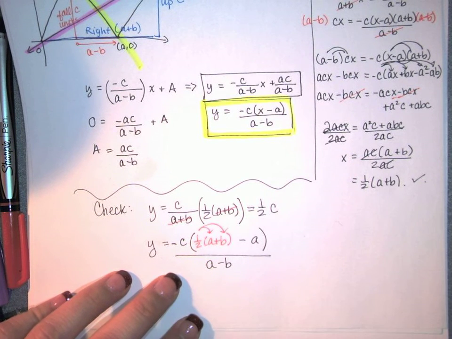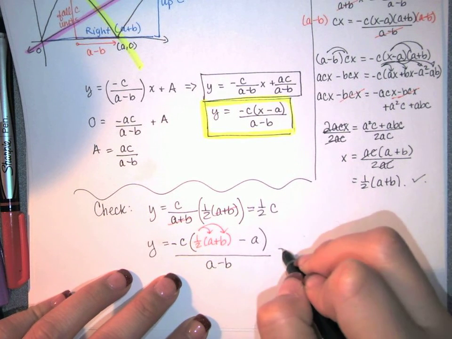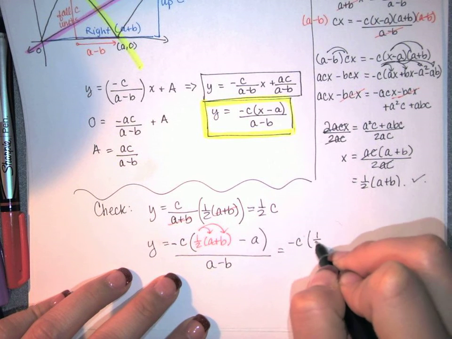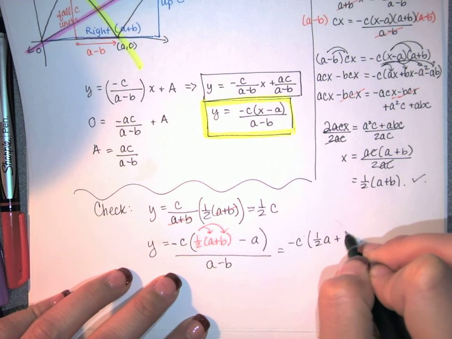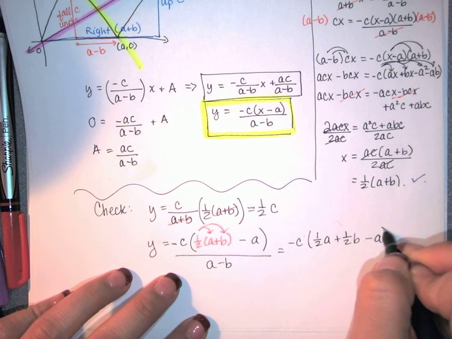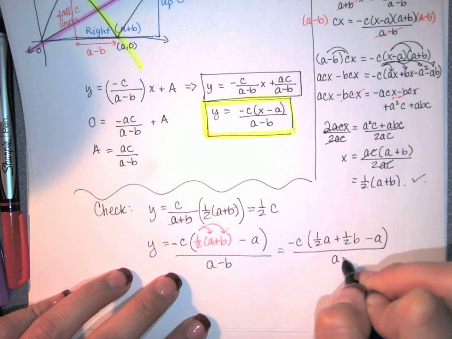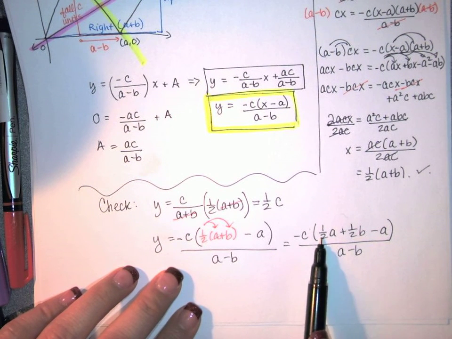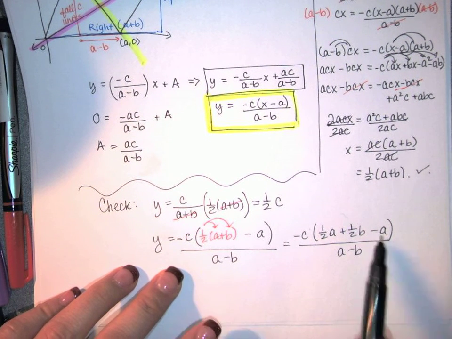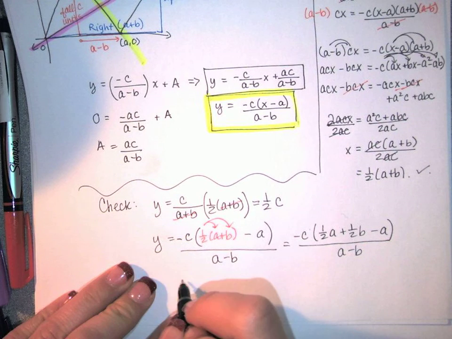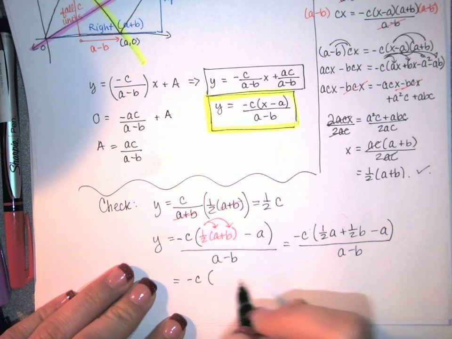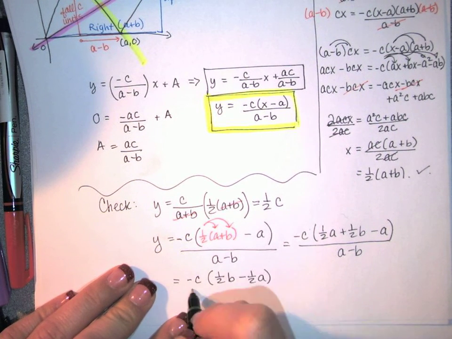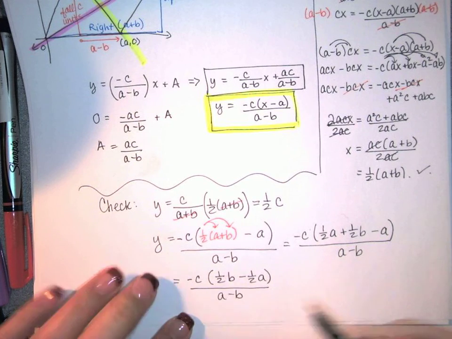So we're going to distribute the 1/2 there, and we get negative c times the quantity 1/2 a, and then I have a 1/2 b, and I'm adding those, and I'm subtracting a, all over a minus b. Okay. Then 1/2 a minus an a is going to be a negative 1/2 a. So I have 1/2 b minus 1/2 a, all divided by a minus b.